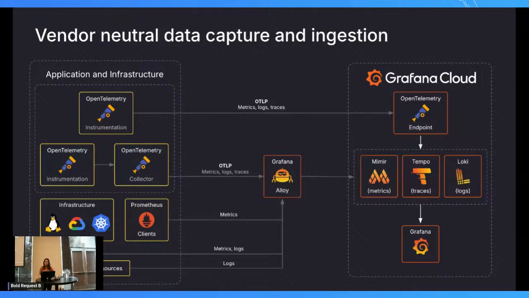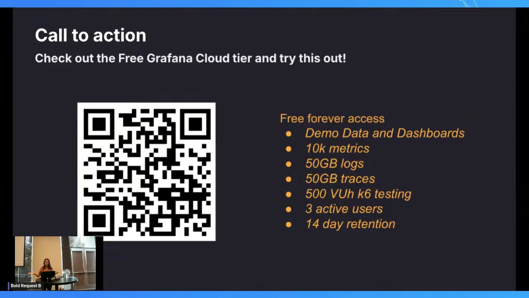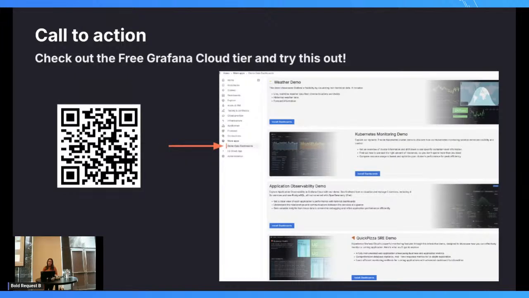Now, my call to action to you. Go try this out. Grafana is open source. We have a free tier in the cloud, but you can also set it up on-prem. And the cool thing is, we have demo data and dashboards. So if you don't want to go and instrument an app, you just want to say, hey, I want to play around with observability data. The QR code will take you to the Grafana Cloud free tier link.